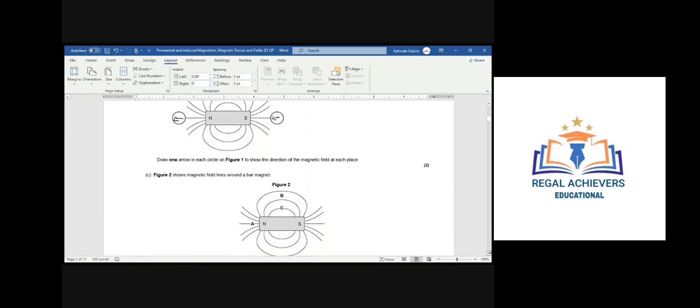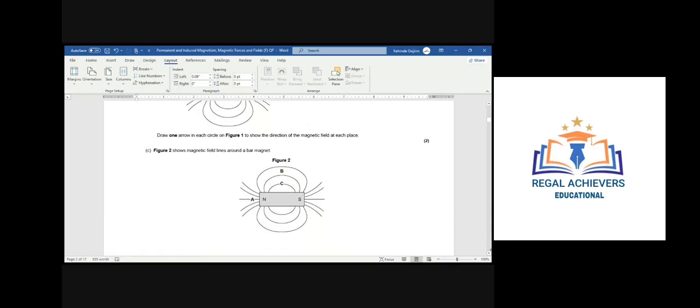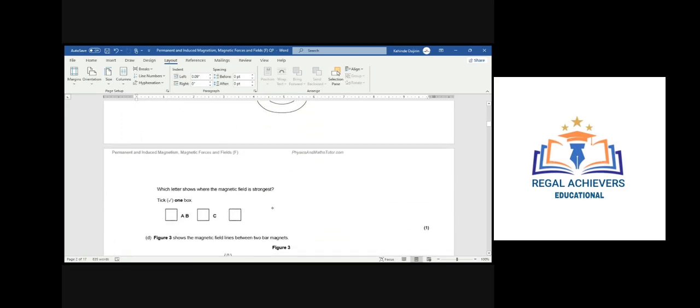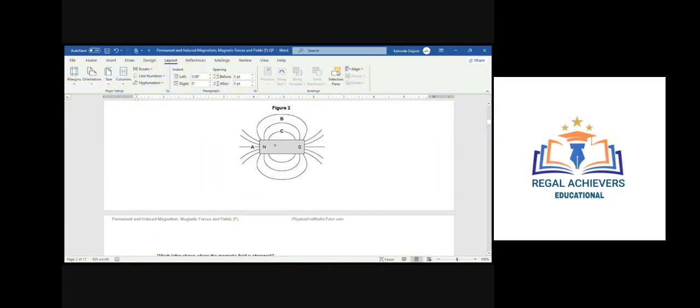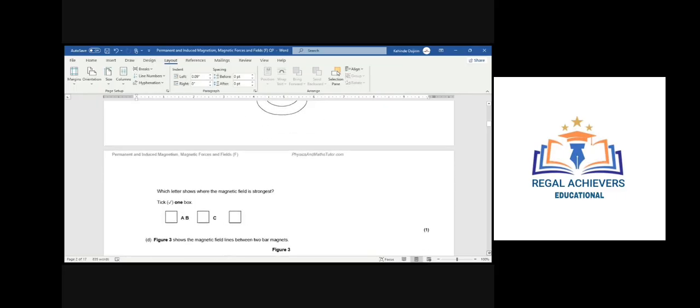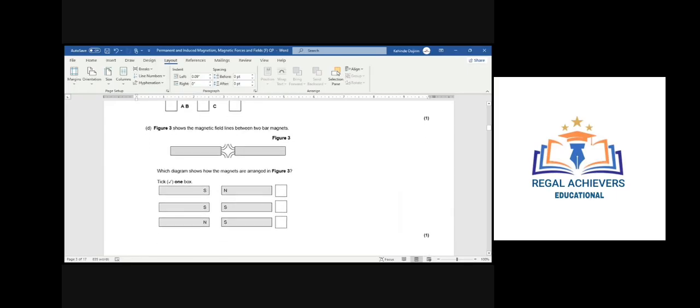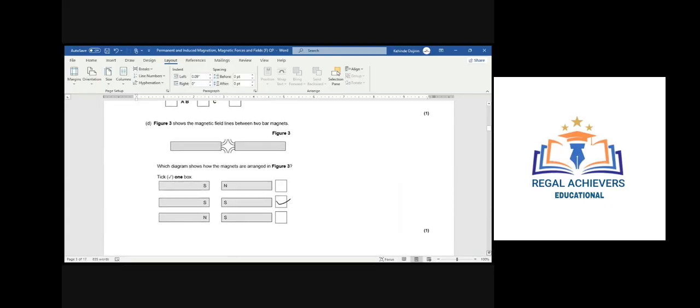Then the next one says, Figure 2 shows magnetic field lines around a bar magnet. The question says, which letter shows where the magnet is the strongest? You can see we have A, B, C. It's at this point, the end of the magnet, that it is very strong. Then Figure 3 shows the magnetic field lines between two bar magnets. Which diagram shows how the magnets are arranged? It's going to be south-south pole because there is a repulsion in this case. There's no attraction here.